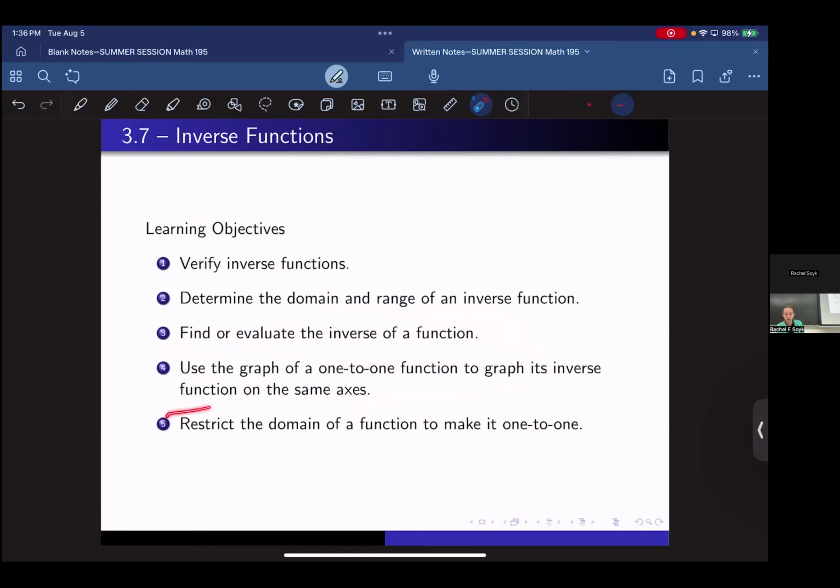And then last but not least, restricting domains, because a lot of functions in the world do not pass the horizontal line test, aka they're not one-to-one. However, if we do restrict the domain along a certain interval for the graph, then it does pass the horizontal line test and we can find the inverse of that particular part in the function itself.